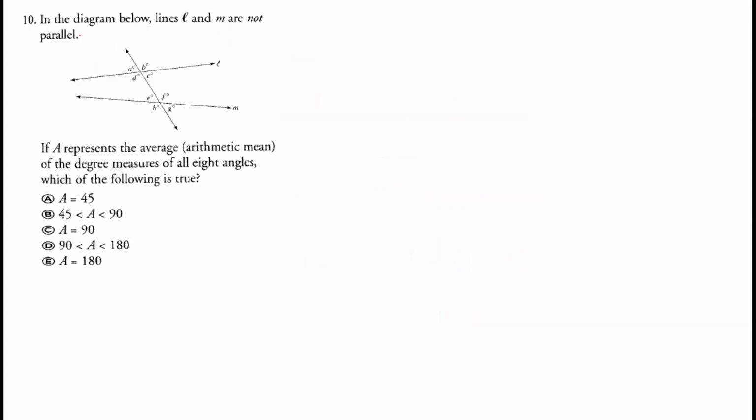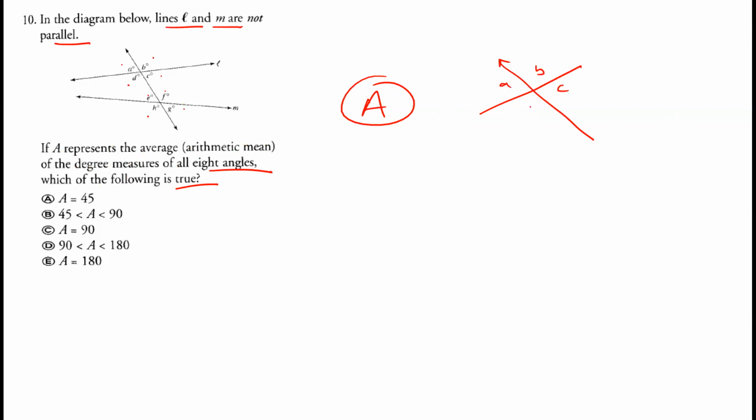Now, in the diagram below, lines L and M are not parallel. If A represents the average of the degree measures of all 8 angles, so this is 1 angle, 2, 3, 4, 5, 6, 7, 8, which of the following is true? Now, if we have a line, for example this line, this is A, this is B, this is C, this is D.